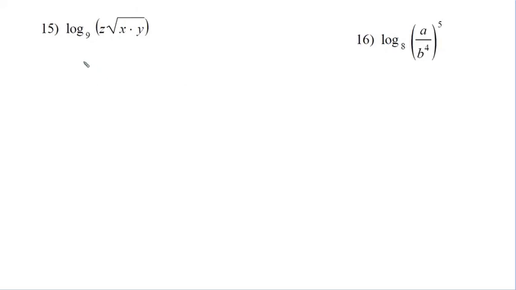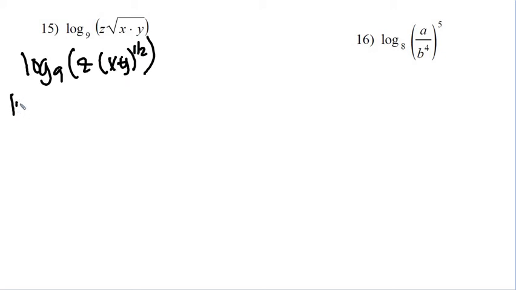So number 15, several things happening, but the most important thing to take care of first is that square root. So I have z times xy, all to the 1/2. So remember, this is power over root, so I'm going to write that square root as a power of 1/2. So the first thing is I'm going to break apart this product between z and xy because these things are grouped together by that power. So I'm going to do log base 9 of z plus log base 9 of xy to the 1/2.